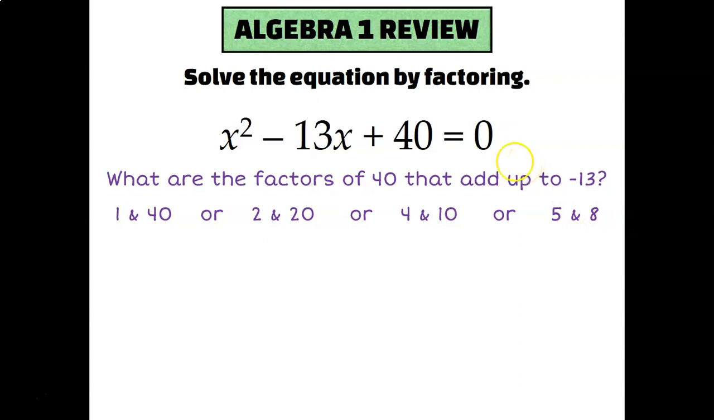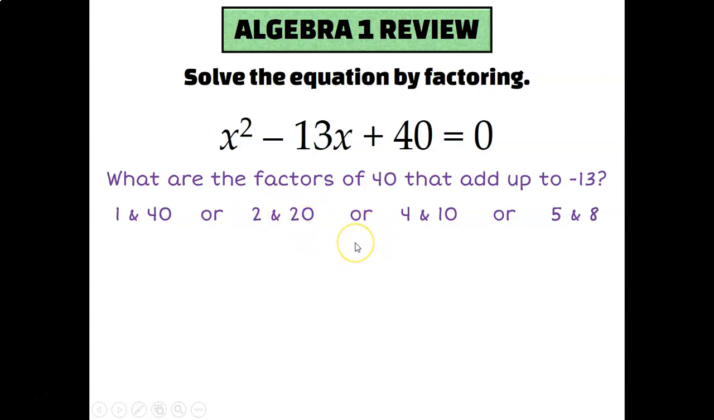So if you're one of those people that struggles with finding factors of a number, just get out your calculator and take whatever number you're trying to find the factors of, in this case 40, and divide it by 1. And then write down whatever you get. And then divide it by 2, and write down whatever you get. And then divide it by 3.